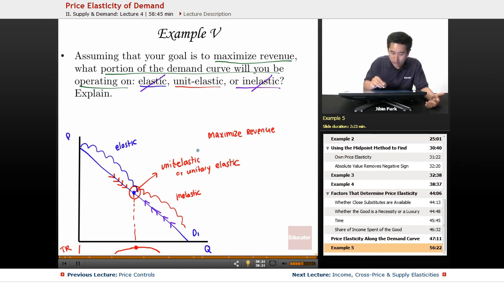So the explanation is that you maximize revenue at the unit elastic point because the left-hand side of the demand curve is going to be elastic. The right-hand side of the demand curve is going to be inelastic. So that's why it is the unit elastic point.